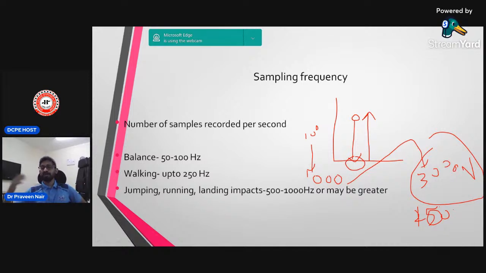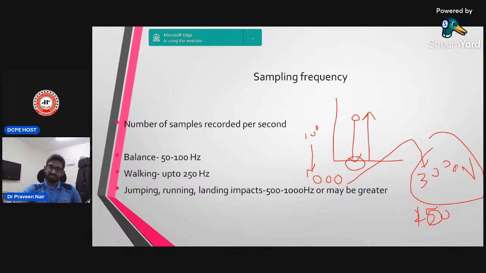So for high impact forces, you increase the sampling frequency. For low impact forces like balance or walking, you can decrease, because if you increase the sampling rate, when you save the data, the volume of data is too large. The data will occupy a lot of space.